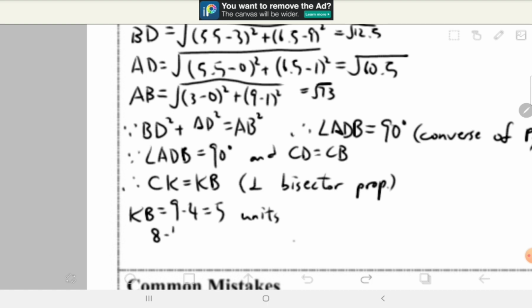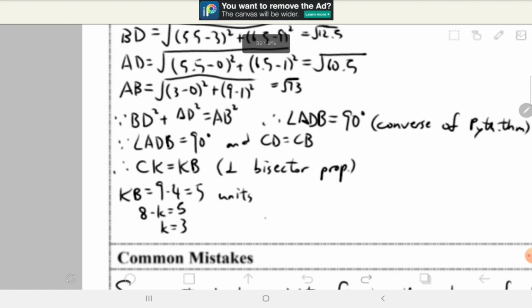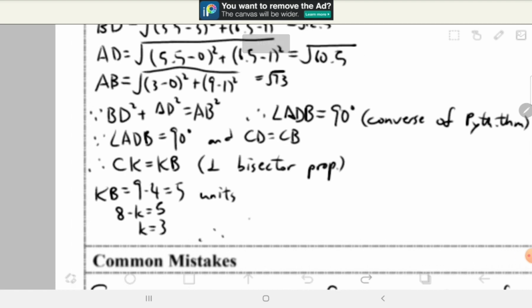Then we can solve the equation. We can find out that the unknown equals 3. So the coordinates of K are (4, 3).